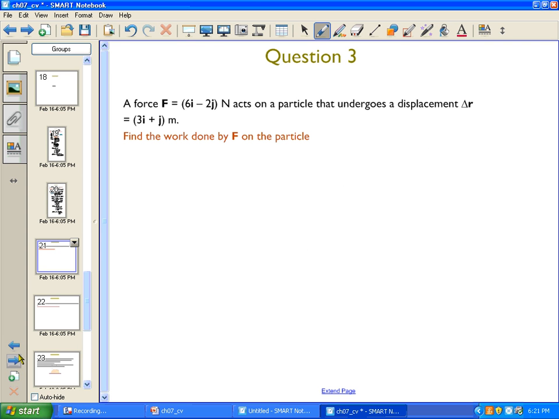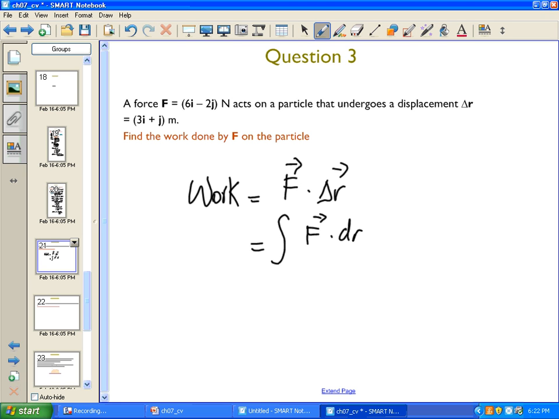Here, this is a mathematical question. We don't have vacuum cleaners or barbells. We're just given a force 6I hat minus 2j hat acting on a particle as the particle undergoes a displacement delta r of 3I hat plus j hat. The question is, how do we determine the work? Do we use F dot delta r, or do we use the integral of F dot dr?